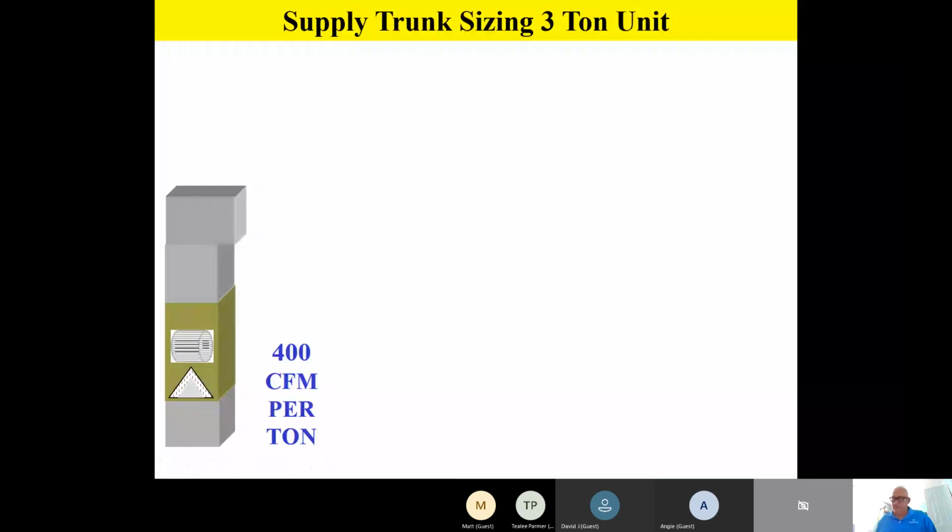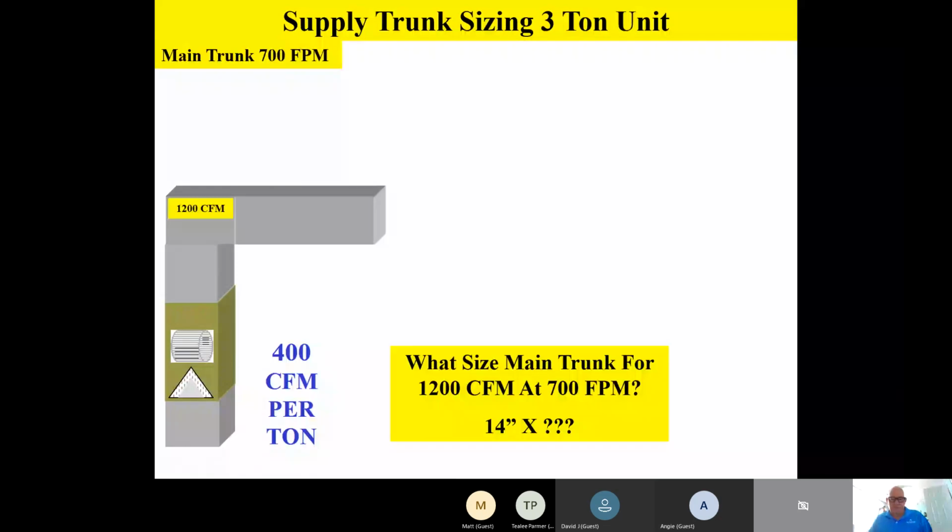1,200, so that very first piece of main trunk coming off of our air handler or furnace has got to carry the full 1,200 CFM because we haven't taken any air off yet to our conditioned spaces. So what I'm going to do, Tim, is I'm going to give you one side of that ductwork. And so in our example, we need 1,200 CFM.